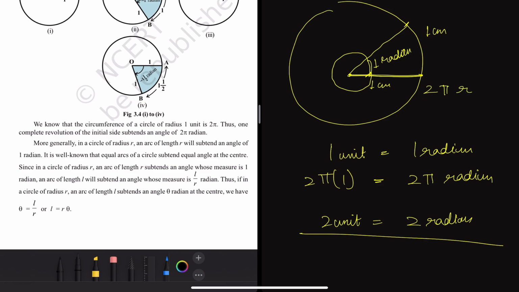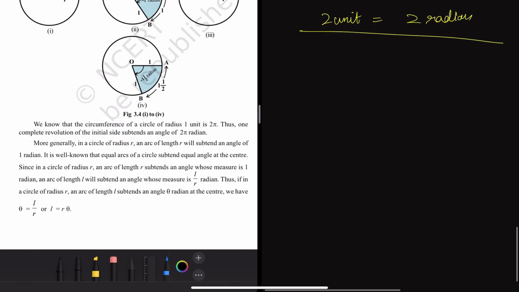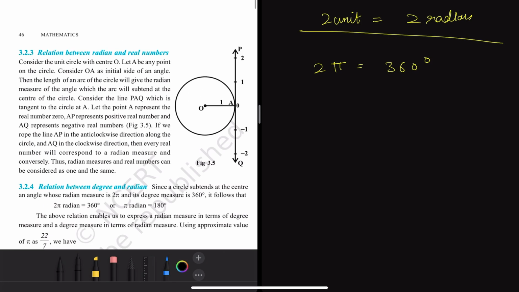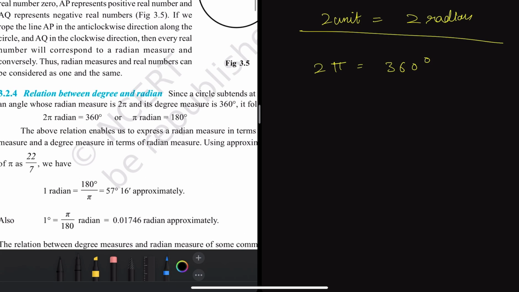And from also our knowledge, we know that the complete angle subtended by a circle is 360 degree. So from here, if we equate both of these, we get 2 pi radian is equal to 360 degrees. So let me just write the unit also. However, they have also written here. So 2 pi radian is equal to 360 degree and pi radian is equal to 180 degrees.